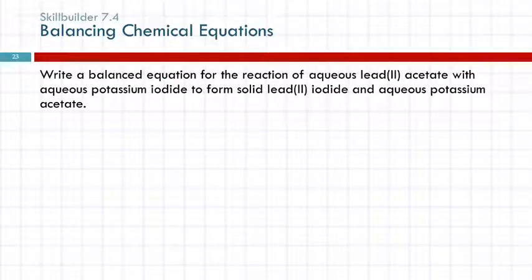Write a balanced equation for the reaction of aqueous lead-2 acetate with aqueous potassium iodide to form solid lead-2 iodide and aqueous potassium acetate. So here I've got something reacting with, those are together to form this and that.